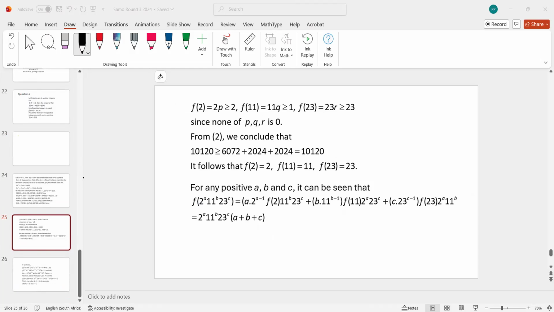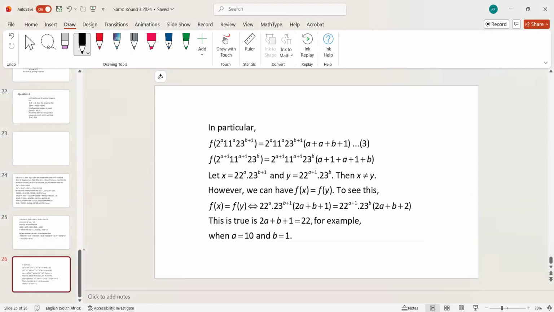Okay, so this is where I am. This is where I was, right at the bottom. F of 2 to the a times 11 to the b times 23 to the c is equal to this. Let's have another page. And this is what I've done here. Finish it off. I said in particular, now I give specific values to a and b, and I get some answer. And the second one, this is what I was trying to get to. I was nearly there.